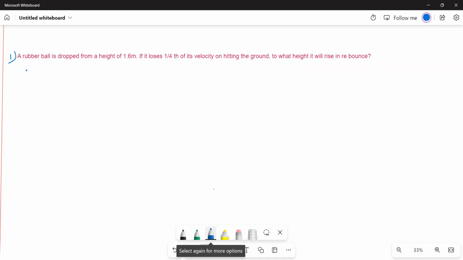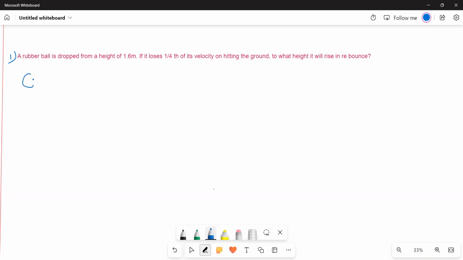Now this problem is based on the kinematic equations. A rubber ball is dropped from a height of 1.6 meters. If it loses 1/4 of its velocity on hitting the ground, to what height will it rise on rebound? Okay, and now let us do this problem.